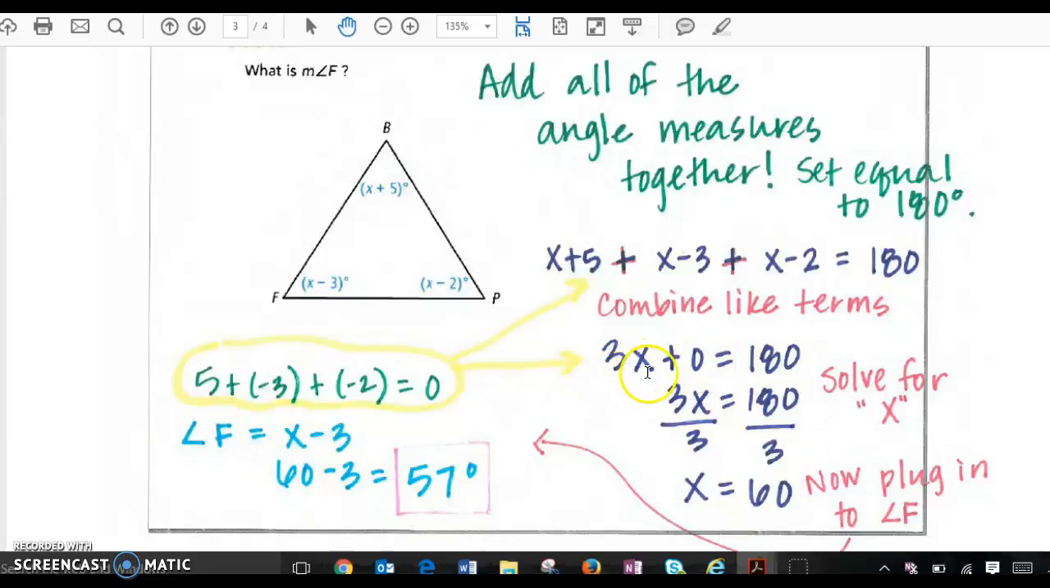So you're solving the equation 3x plus 0 equals 180, which is basically 3x equals 180. Divide each side by 3, x equals 60. But wait, you're not done. It asks for the measure of angle F.